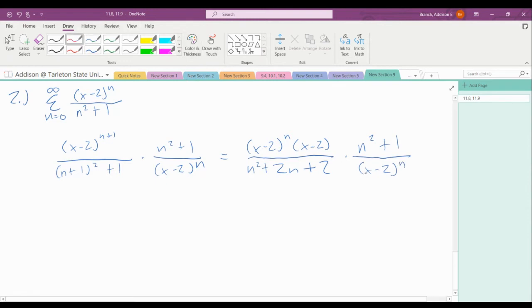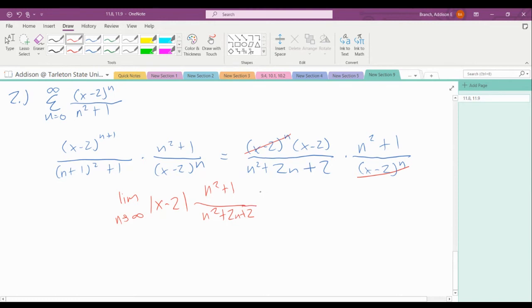All right, so now we can go ahead and cancel some stuff out. It looks like really the only thing we have is this (x minus 2)^n. Now we can take our limit as n approaches infinity. Let's pull out our |x minus 2| and leave that in our absolute value. Then we can find our limit of (n squared plus 1) over (n squared plus 2n plus 2).